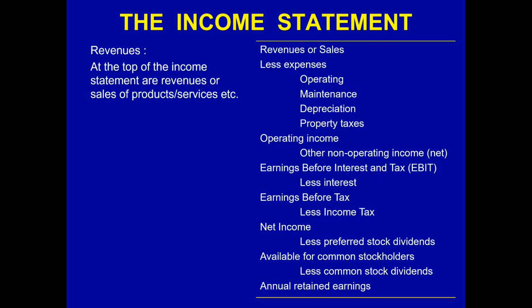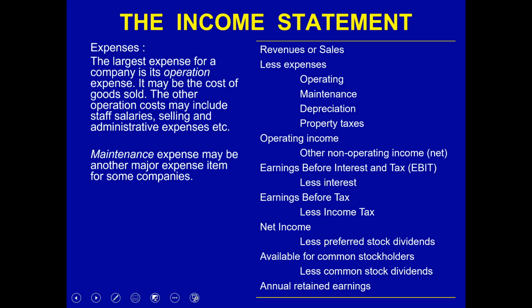Let's go through these items one by one. Revenues or sales. At the top of the income statement are revenues or sales of products or services. Then we have the expenses. The largest expense for a company is its operation expense. It may be the cost of goods sold also. The other operation cost may include staff salaries, selling and administrative expenses, etc. Maintenance expense may be another major expense item for some companies.